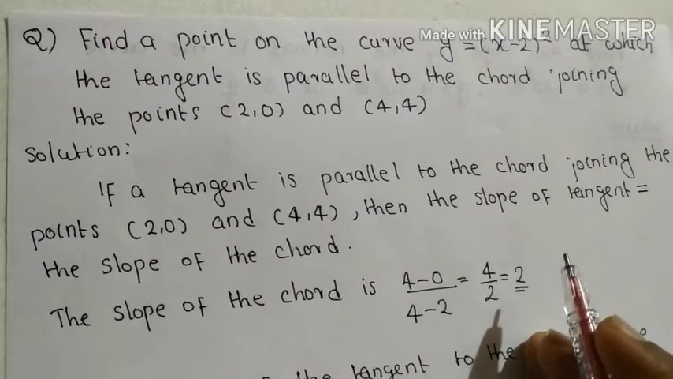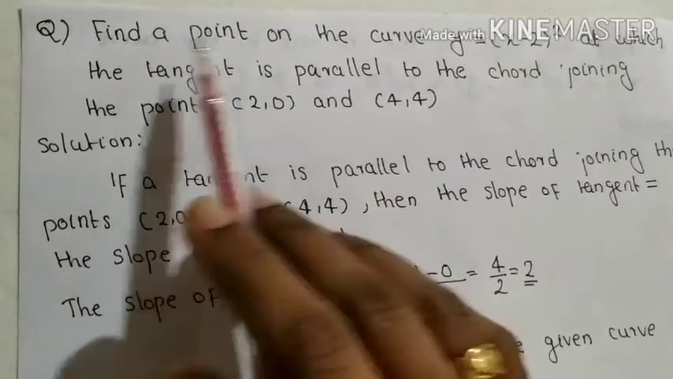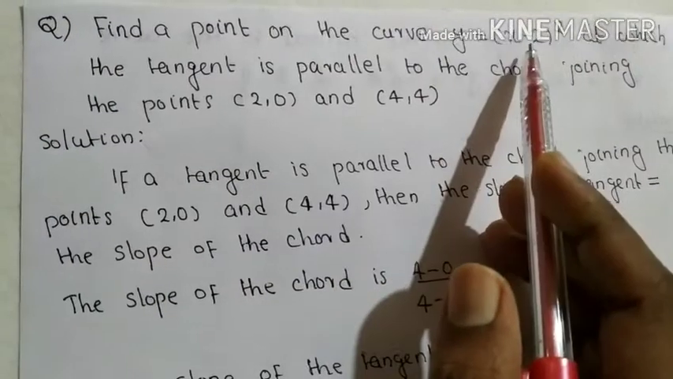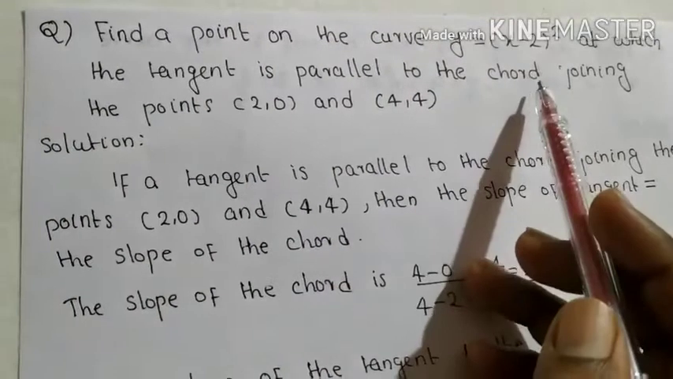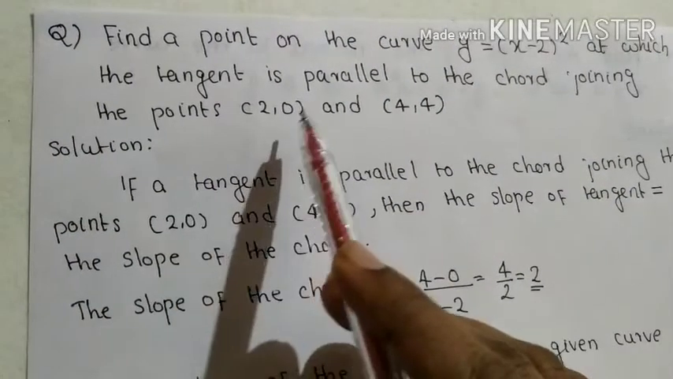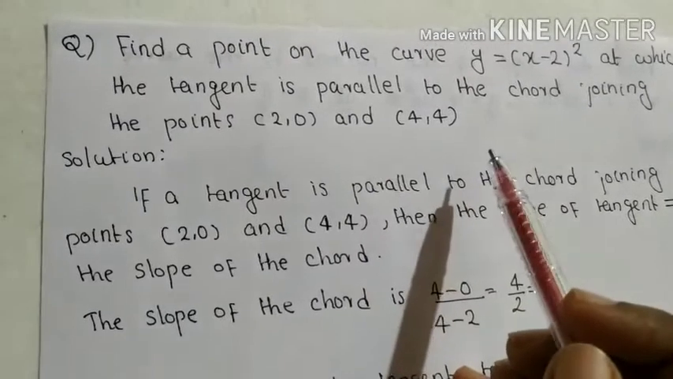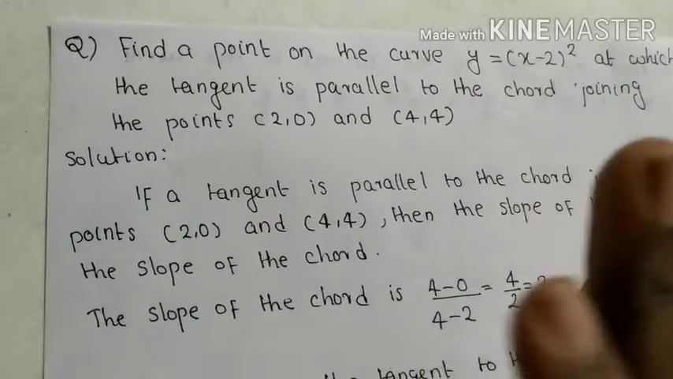This is our first question. Find a point on the curve y equal to (x minus 2) the whole square at which the tangent is parallel to the chord joining the points (2, 0) and (4, 4). So let's start the solution of this question.